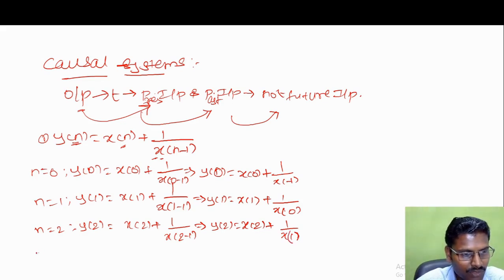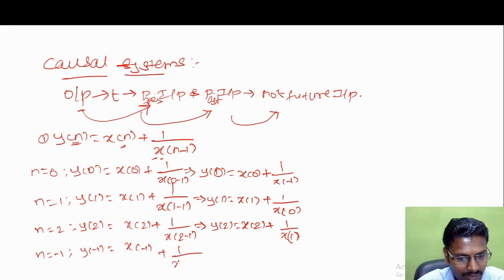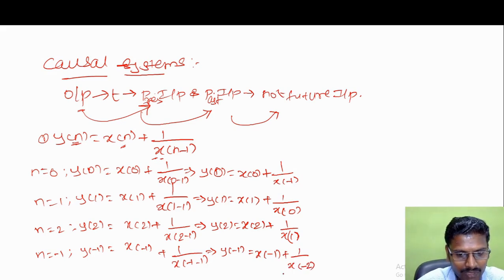Now I am going to substitute a negative value for n. So n is equal to minus 1. When I substitute n is equal to minus 1, the system will become y of minus 1 is equal to x of minus 1 plus 1 divided by x of minus 1 minus 1. So the equation will become y of minus 1 is equal to x of minus 1 plus 1 divided by x of minus 1 minus 1, which is x of minus 2.